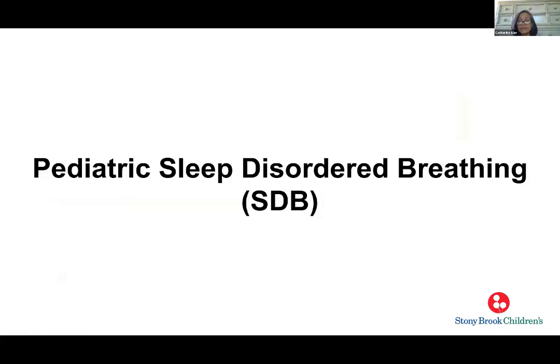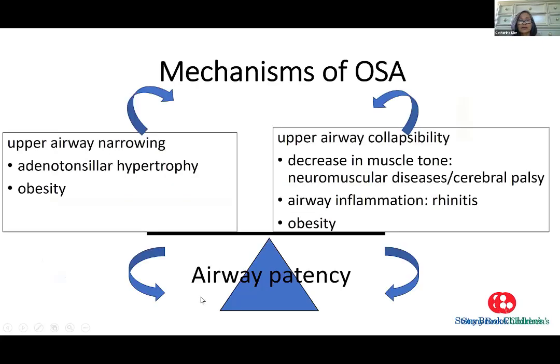So let's talk about the basics of pediatric sleep disordered breathing. And this is actually a very simplified slide, but it really sends the message that in terms of the mechanism of OSA, it's really a balance and maintenance of your airway patency. So on one end, there's upper airway narrowing, and on the other end is your upper airway collapsibility, or your tendency to compensate if there's any existing obstruction.